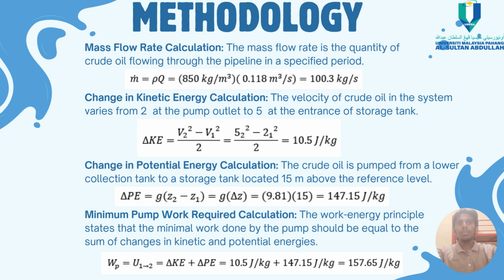And therefore we go to the minimum pump work required calculation. We substitute both the change in kinetic energy and the change in potential energy into the formula, and we get 157.65 joules per kilogram. This work-energy principle states that the minimum work of a pump should be equal to the sum of the changes in kinetic and potential energies, so the minimum work required to transfer crude oil is 157.65 joules per kilogram, which represents the theoretical minimum energy requirement under ideal conditions where friction losses are neglected.